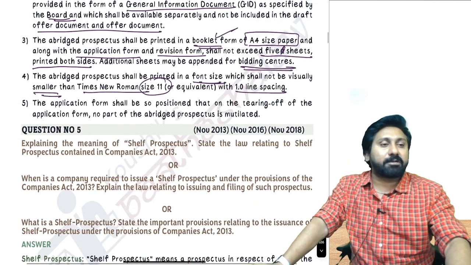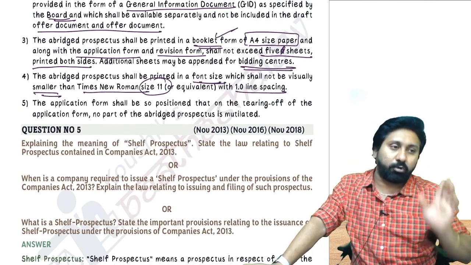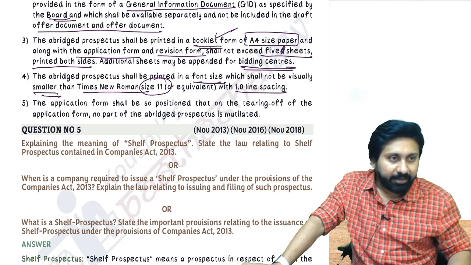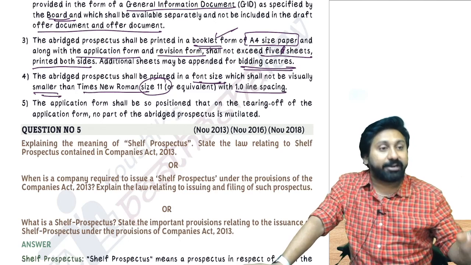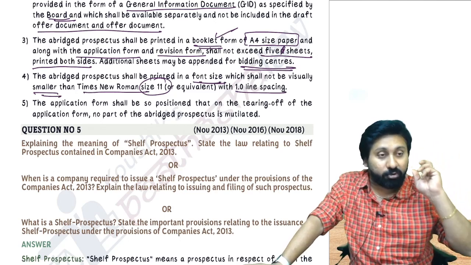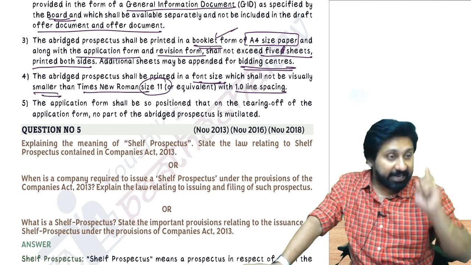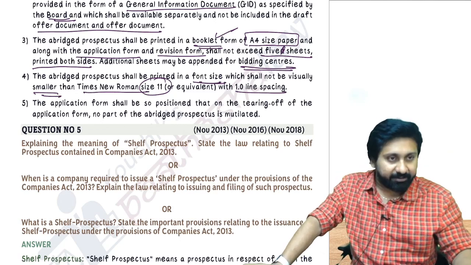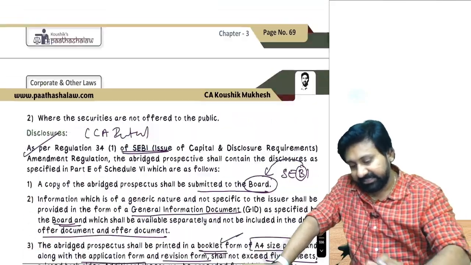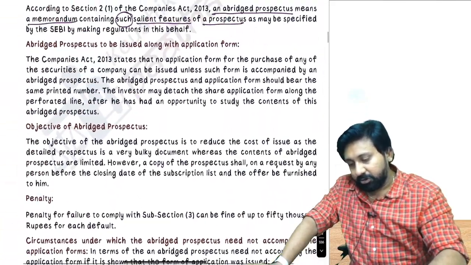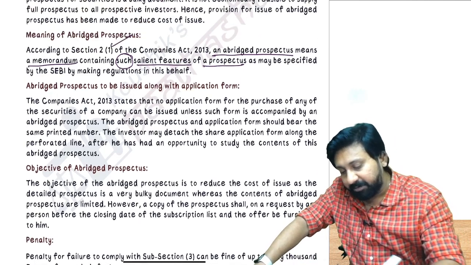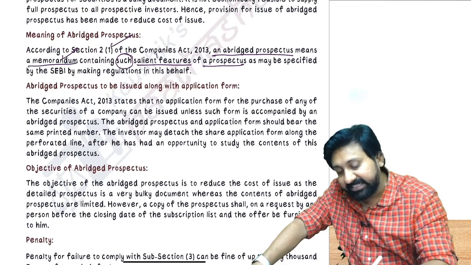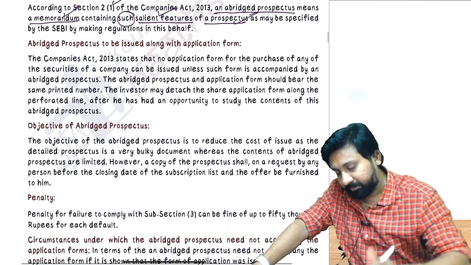Next, abridged prospectus should be in the form of a printed booklet, A4 size paper, and should not exceed 5 sheets, printed on both sides, and it should follow Times New Roman font, size 11, with only one spacing. Just read and leave. So now, what is an abridged prospectus under Section 2(1)? Abridged prospectus means a memorandum containing the salient features of the prospectus.